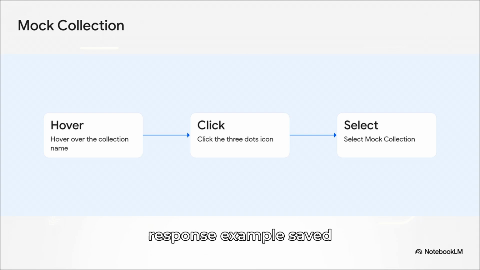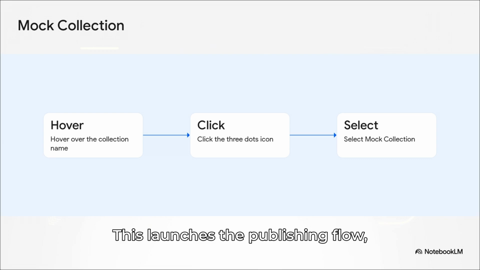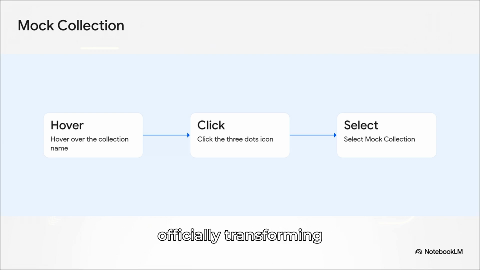Alright, so with your response example saved and dynamic variables injected, it's time to actually bring the server to life. Simply hover over your collection name on the left sidebar, click the 3 dots icon to open up more actions, and select Mock Collection. This launches the publishing flow, officially transforming your static collection into a live, reachable server.